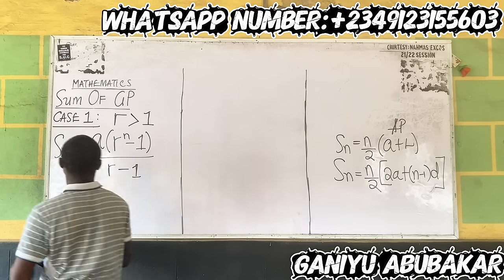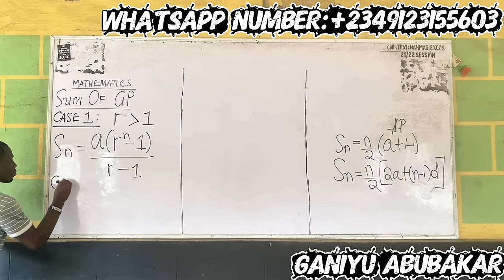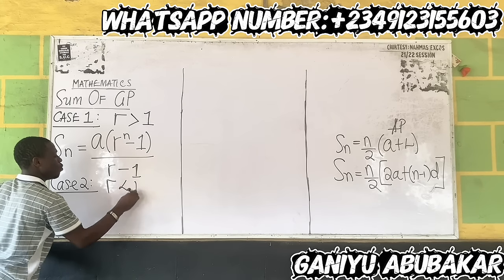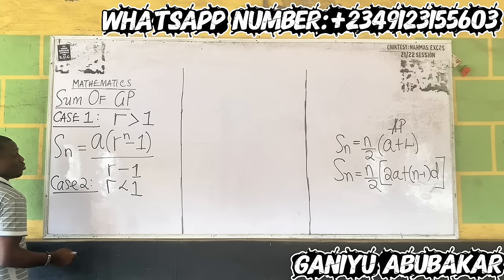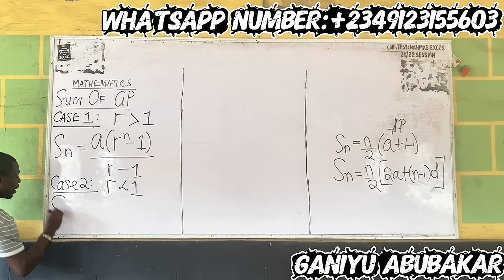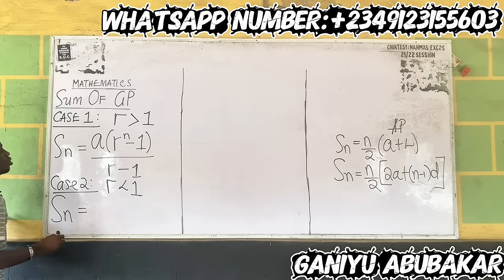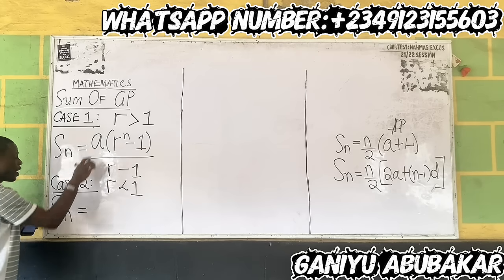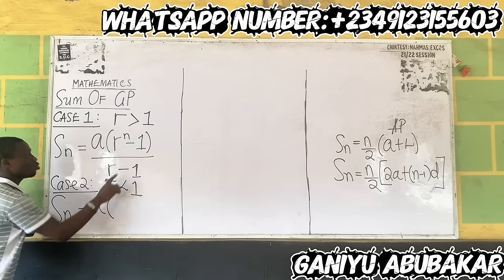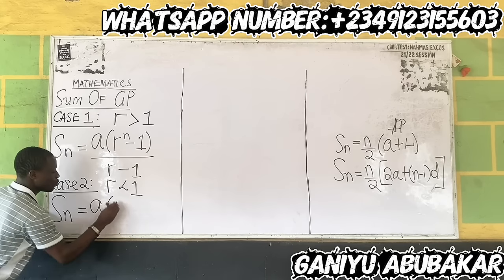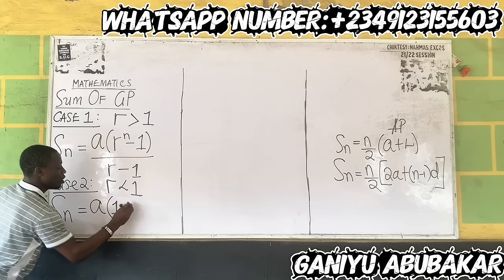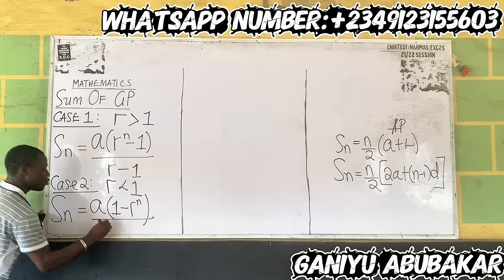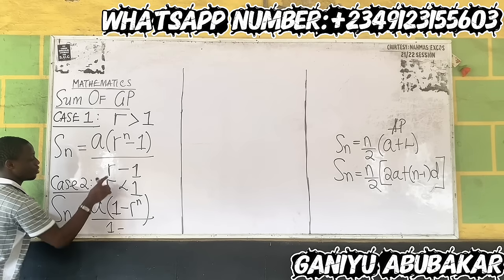So for case 2, when the value of r is less than 1, perhaps 1 over 2, what do you use there? Sn is equal to a into (1 minus r to the power n) all over (1 minus r). If you know this, you can know this one here. It's simple: you swap it. This one comes out first, 1 minus r to the power n, all over 1 minus r.